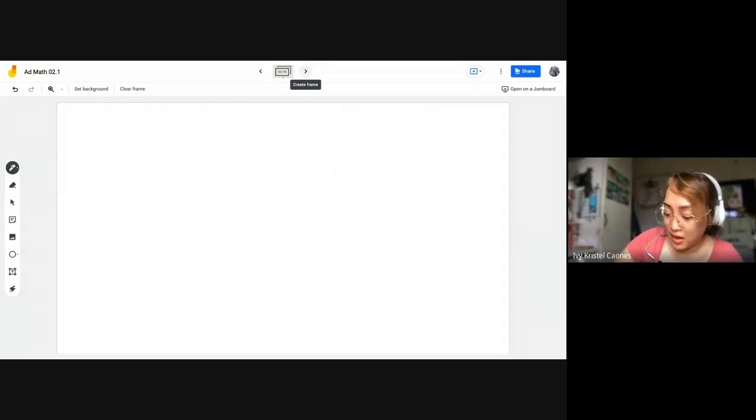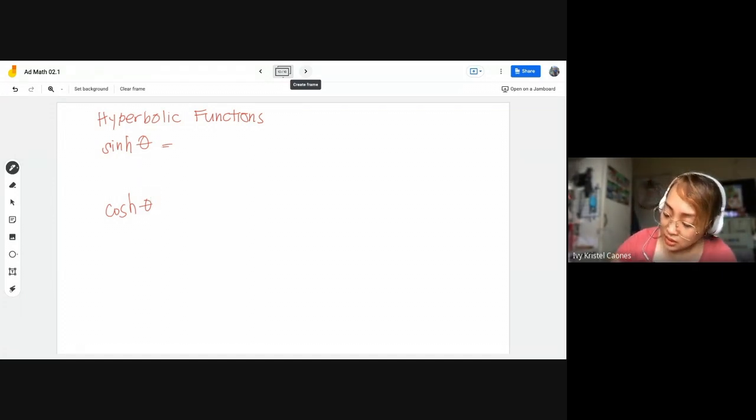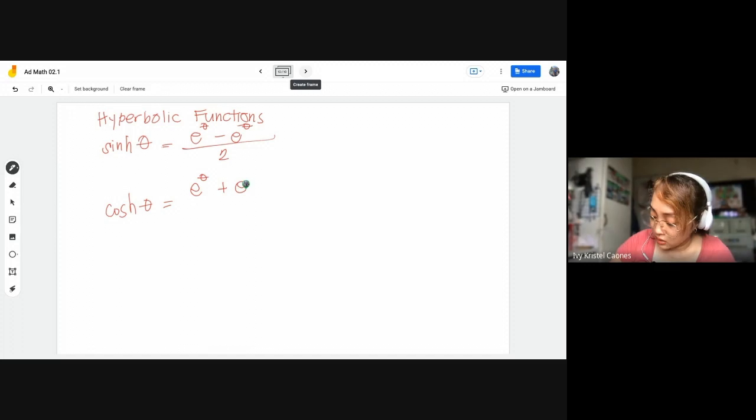Next will be hyperbolic. We are just going to evaluate the forms. Going back to trigonometric, sine h theta, and of course, we have cosine h theta. That means that is hyperbolic. We are just going to remove the j. So, that is e to the theta minus e to the negative theta over 2, and e to the theta plus e to the negative theta over 2 as well.